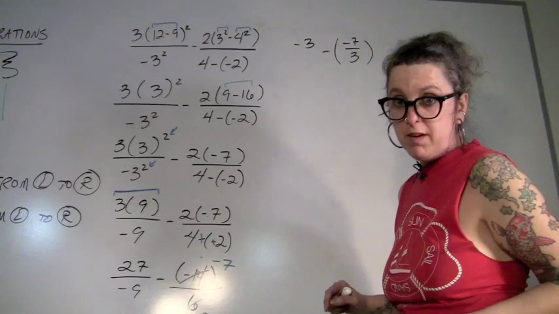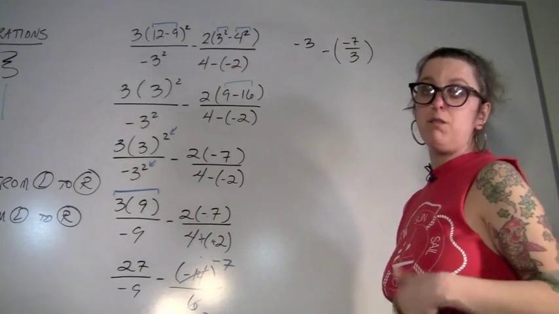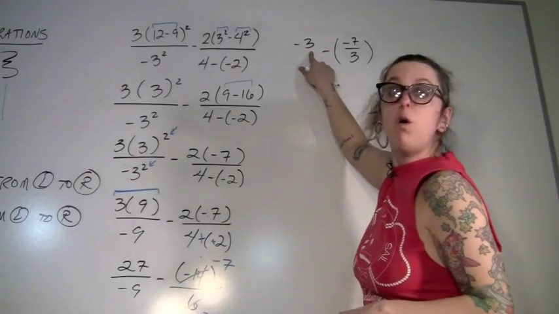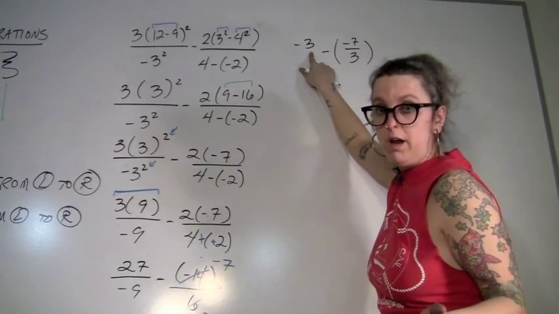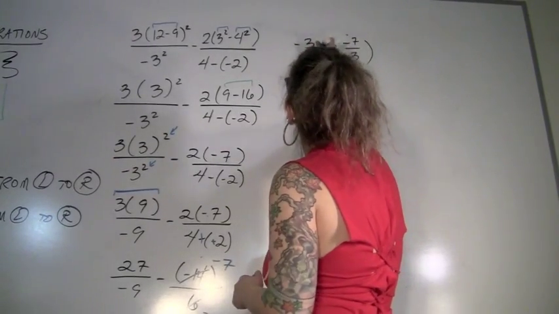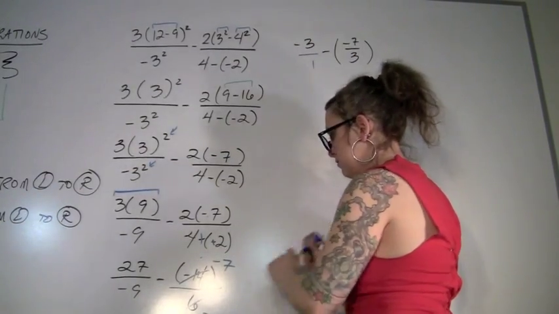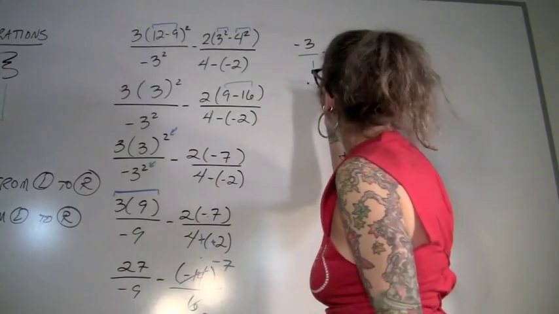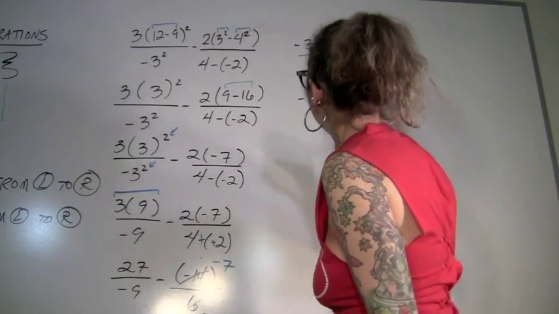So I'm going to do a couple of things. The first thing is I'm going to make this a real addition or subtraction problem of fractions. Underneath every whole number is an invisible 1. So make it visible. So this negative 3 over 1 is this negative 3 over 1 here.